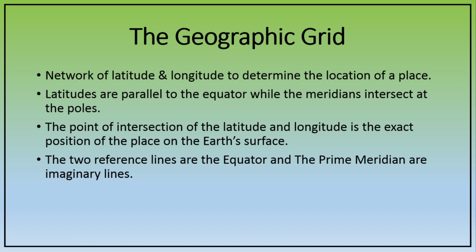Now, before we begin with the entire lesson, let us understand what is a geographic grid and why do we really need a geographic grid. Now, we all know that the Earth is a very big planet. How can we understand or know where exactly a place is? For that purpose, we require the help of latitudes and longitudes, and they help us in determining the location of a place. Let's see how they do it.